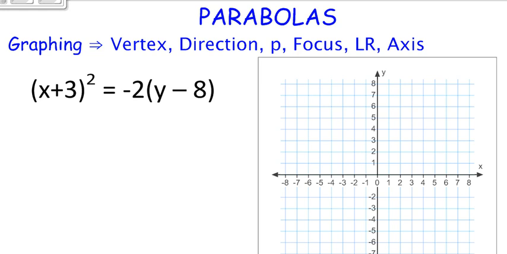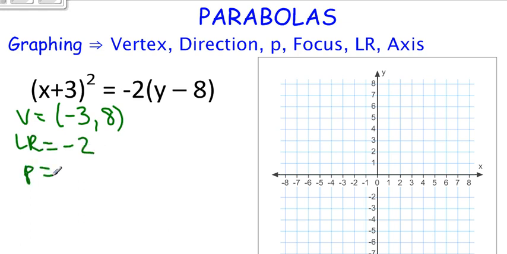All right, graphing. Graphing, we have to find a bunch of different pieces. Okay, so our vertex point is going to be negative 3, positive 8. We get our direction by determining what our p is and if it's positive or negative. So let's get our p. Let's find the latus rectum first. That's that negative 2. Our p is going to be negative 2 divided by 4, so negative 1/2. Since the p is negative, that means this is going to be going down.